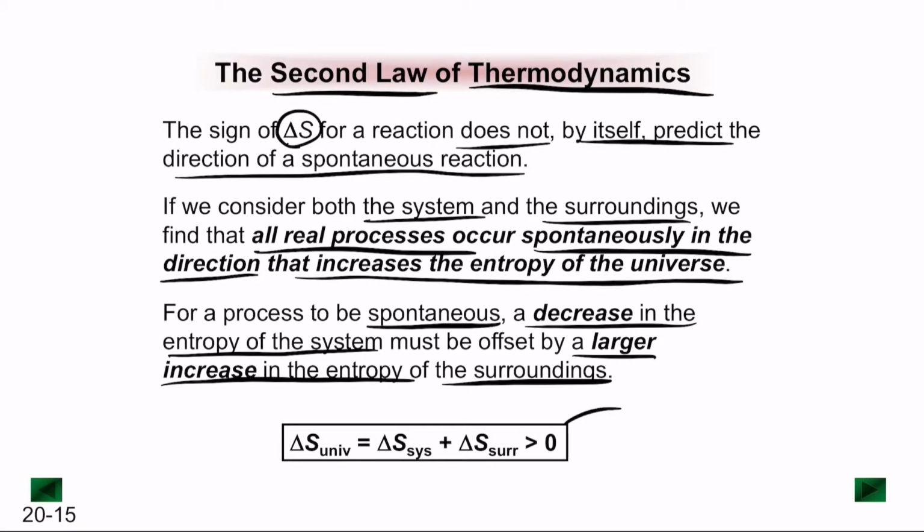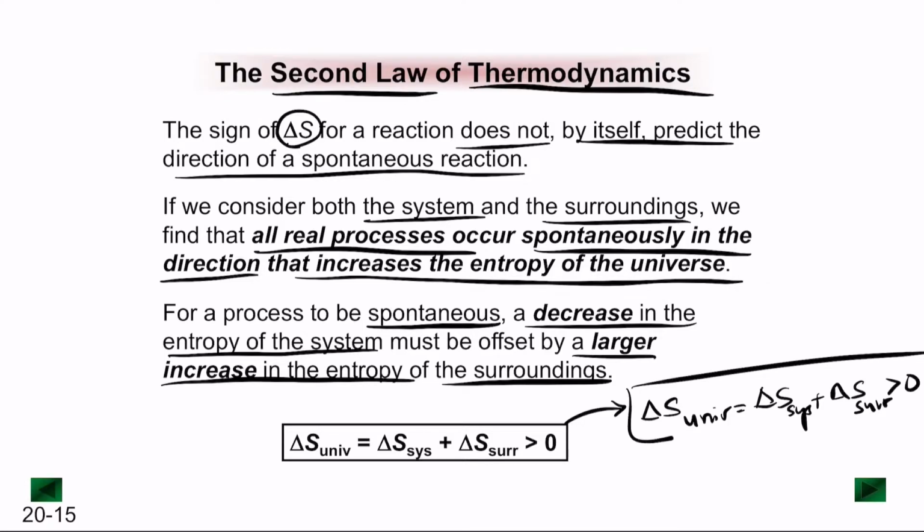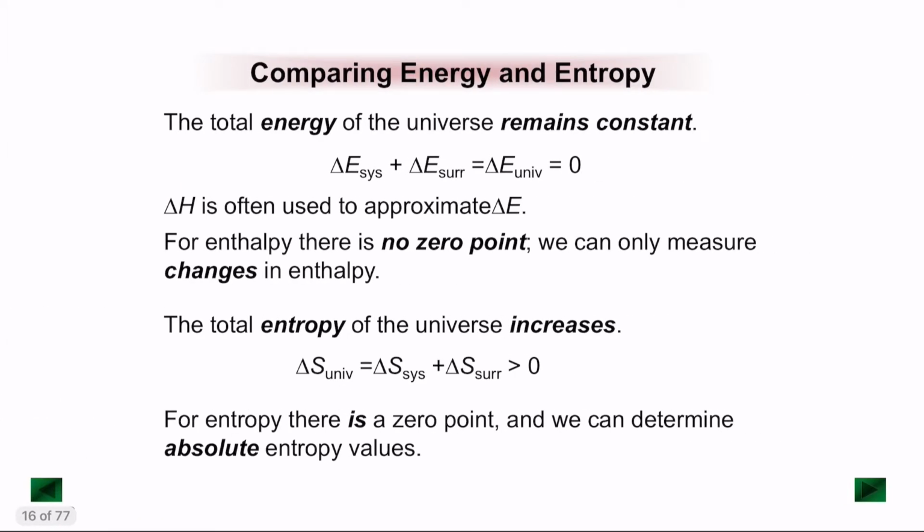So let's look at it this way. The change in entropy of the universe equals the change in entropy of the system plus the change in entropy of the surroundings, which should be greater than 0. For this to be greater than 0, there can be a decrease in the delta S of the system and a resultant larger increase in the delta S of the surroundings, which results in the final understanding of how to look at spontaneous change.